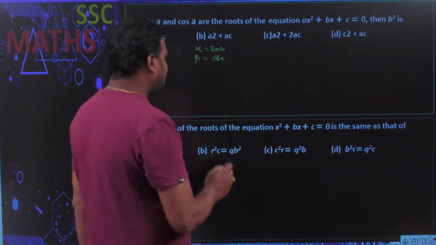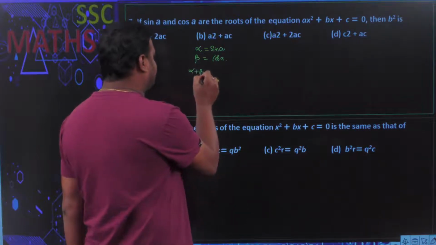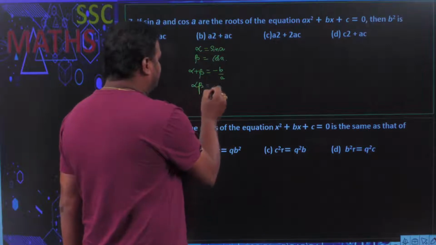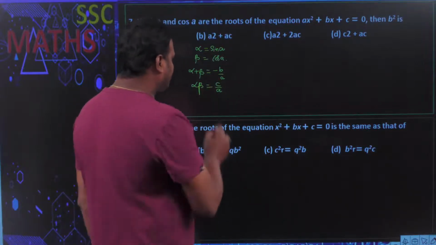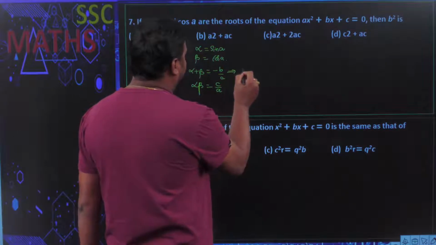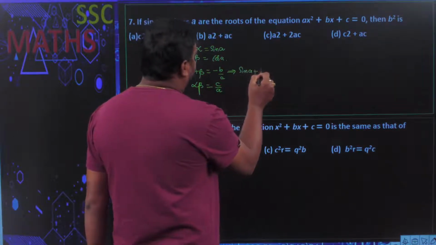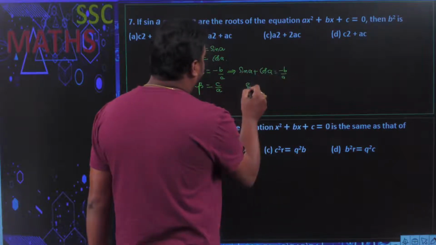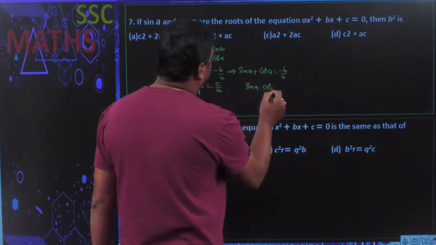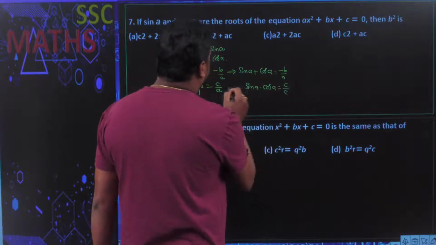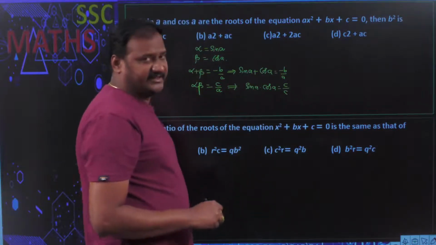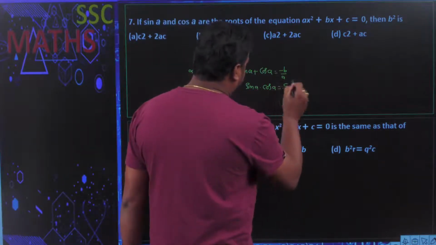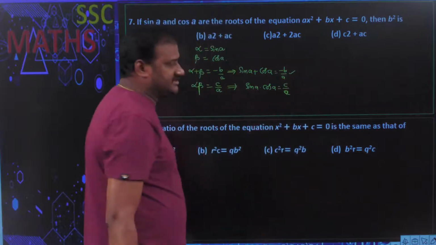We know that alpha plus beta is equal to minus b by a, and alpha into beta is equal to c by a. Alpha plus beta is nothing but sin A plus cos A. So sin A plus cos A is equal to minus b by a, and sin A into cos A is equal to c by a, right? You need to find the value of b square. In order to find it, since b is located over here, you will have to square this first equation on both sides.